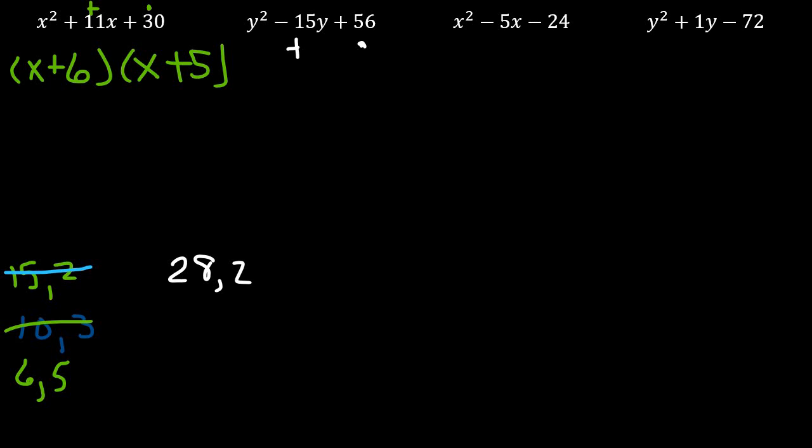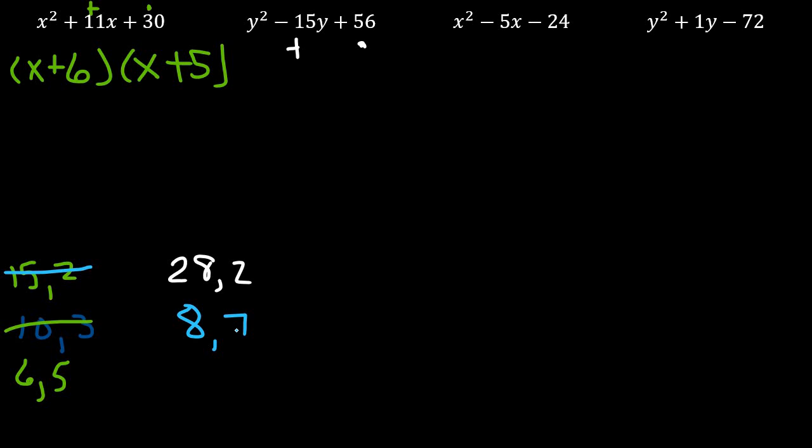We usually start by listing the numbers that multiply to the last number, and then find out which ones add up to the middle one. So 28 times 2 is 56, but there's no way to get 28 and 2 to be negative 15 or positive 15, so we're way off base. Let's try the most obvious, which would be 8 and 7.